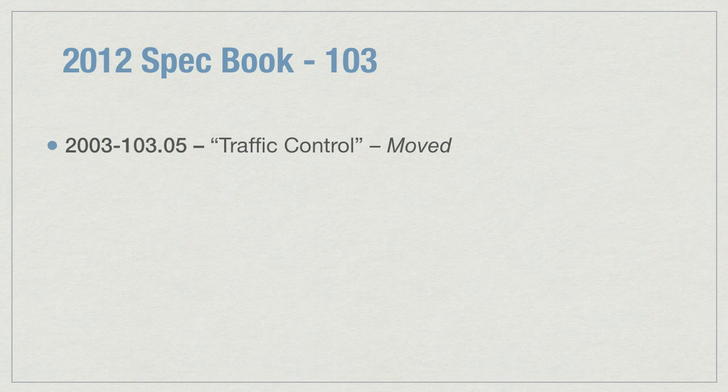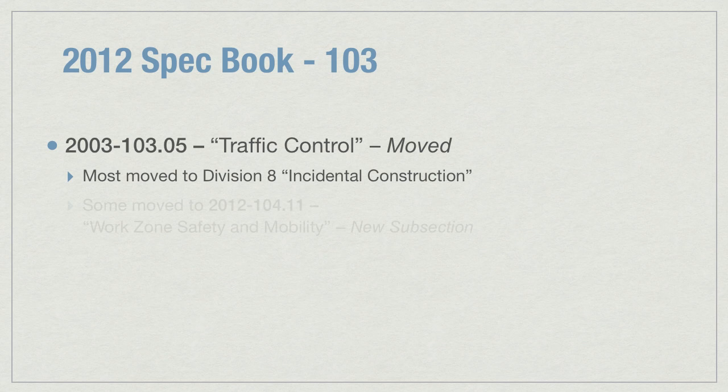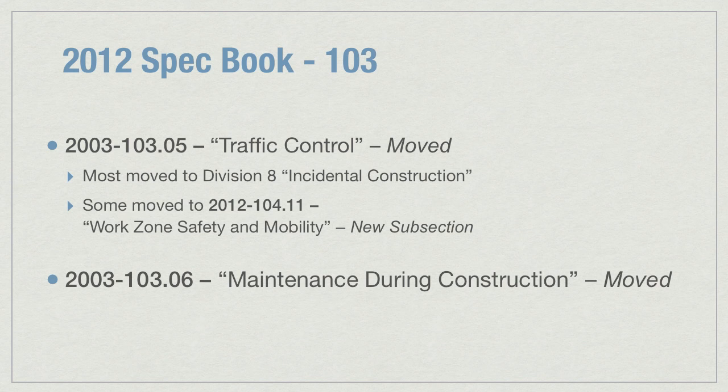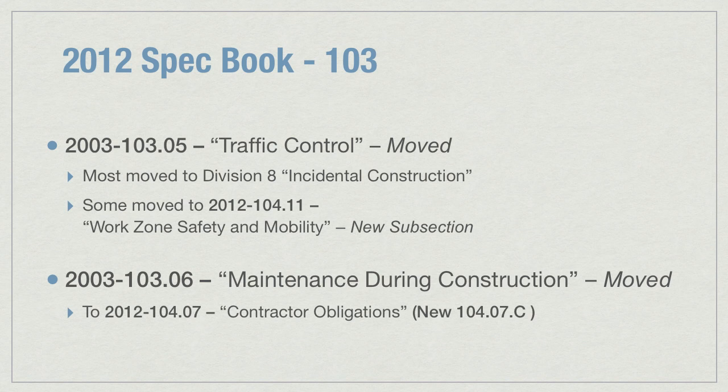Subsection 103.05 in the 2003 book, Traffic Control, has been moved. Most of 103.05 has been moved to Division 8, Incidental Construction. However, some parts of 103.05 have been moved to a new subsection in 104 called Work Zone Safety and Mobility. Subsection 103.06 in the 2003 book, Maintenance During Construction, has been moved to subsection 104.07 in the 2012 book, Contractor Obligations.